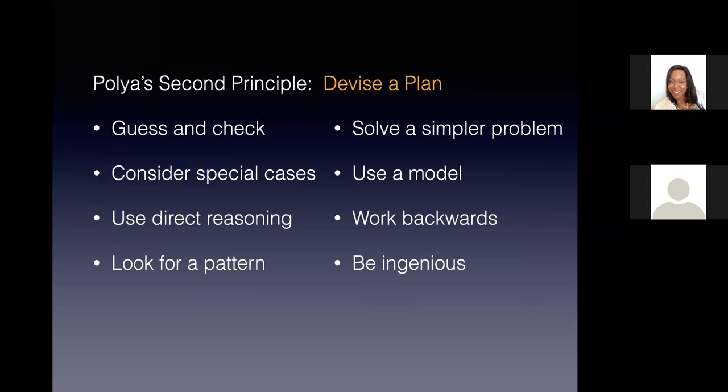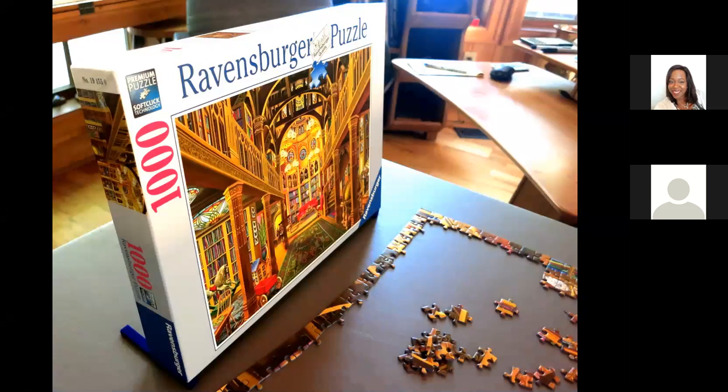We've already talked about guessing and checking. Considering special cases. In the context of a puzzle, corner and edge pieces are those special cases that allow you to start making progress. Looking for patterns, solving simpler problems, working backwards, being creative. All of these things are necessary to take those initial steps in solving a problem once you understand what the problem is. So, working to complete the puzzle.